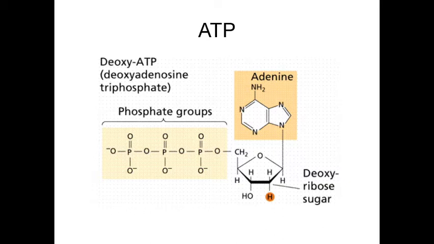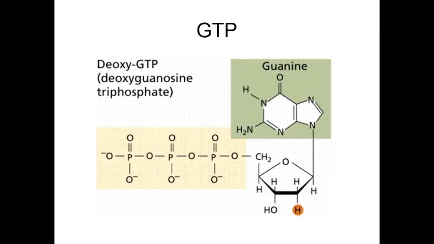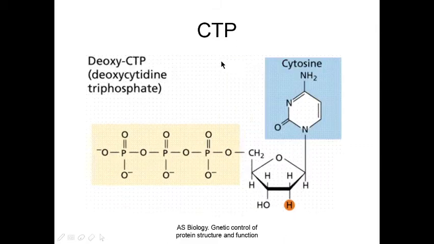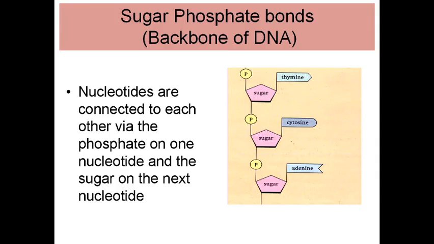These are the nucleotides present in the nucleic acid. Adenine will be in the form of adenosine triphosphate, ATP, and guanine will be in the form of GTP. Cytosine will be in the form of CTP. Then thymine will be TTP.